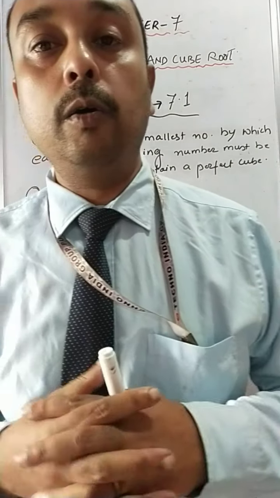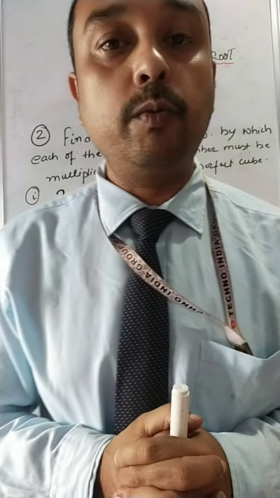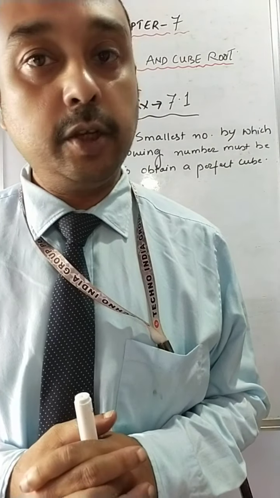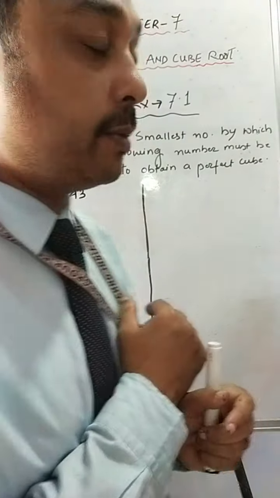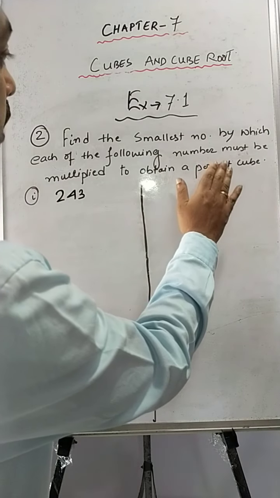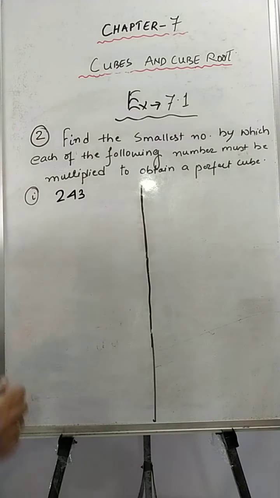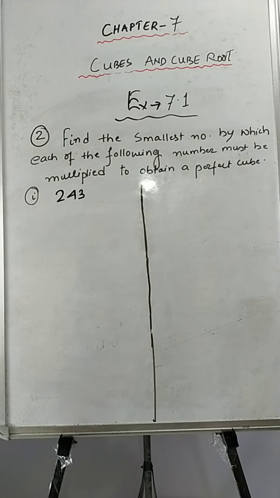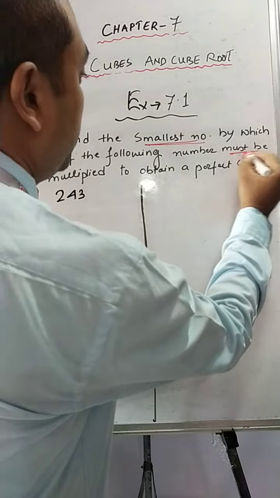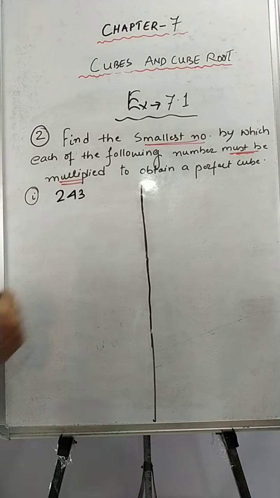Hello students, now in this session I will explain question number 2 of exercise 7.1, chapter cubes and cube roots. Okay, so let's start with question number 2. In question number 2 we have to find the smallest number by which each of the following numbers must be multiplied.